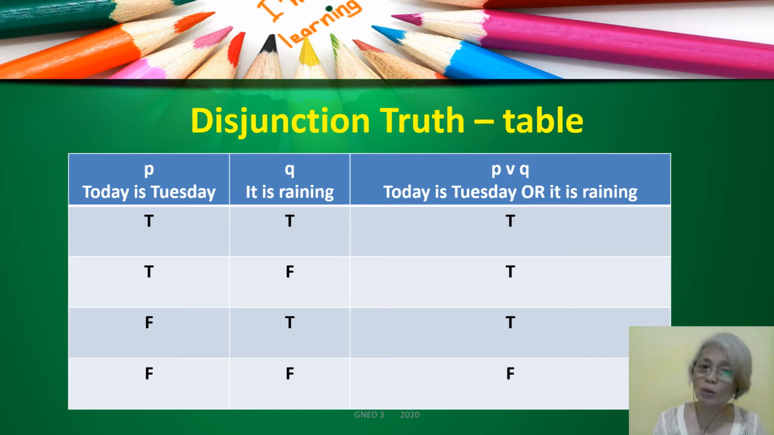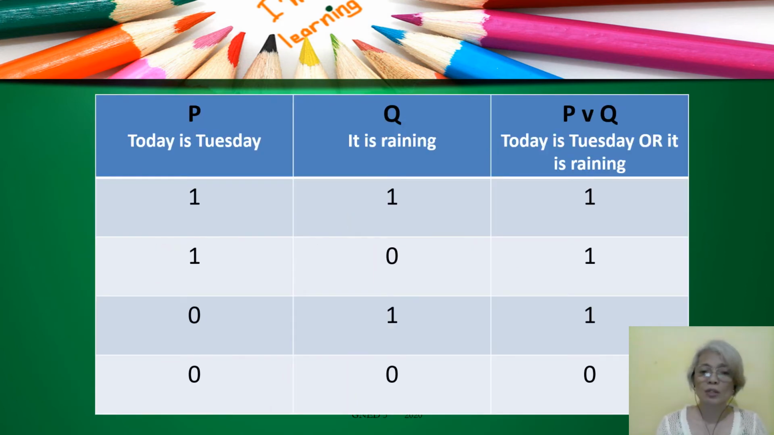Kanina yung conjunction, pag may isang false, yung conjunction false na. Sa disjunction, pag may isang true, true na yung disjunction. Okay? Again, if we use the binary representation, if one of the disjuncts is true, then the disjunction is true. Ito lang ang false kasi parehong false yung disjuncts.